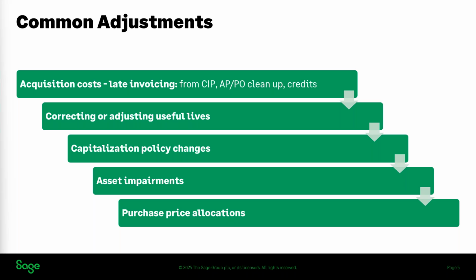Other adjustments include correcting or adjusting the lives. Capitalization policy changes: sometimes we go through a different policy change, especially through an M&A, and our policies change, and then we'll have to adjust our assets going forward. Asset impairments, and again, purchase price allocations, which sometimes depends. If it's a stock purchase versus an asset purchase, we might be changing the tax books, or we might only be changing the GAAP books, where tax books have to roll historically. Another great reason to keep all your assets in the system across all books.